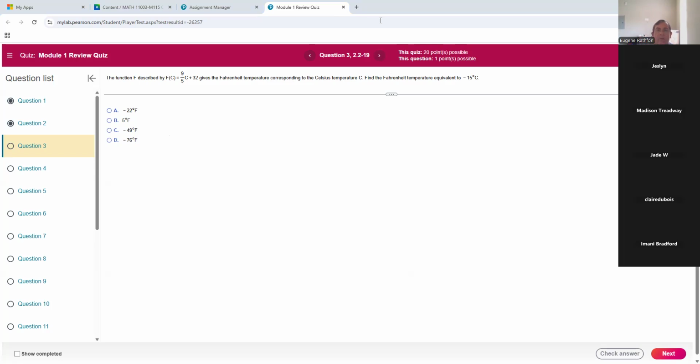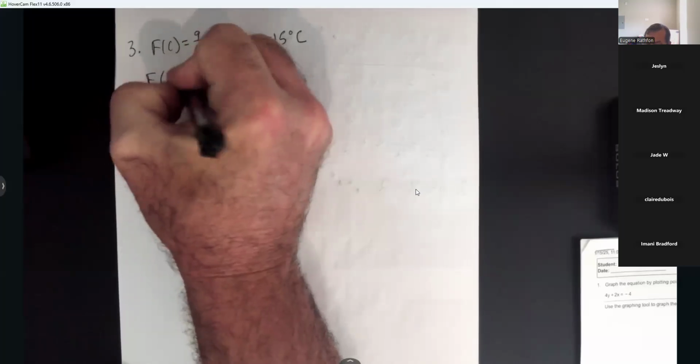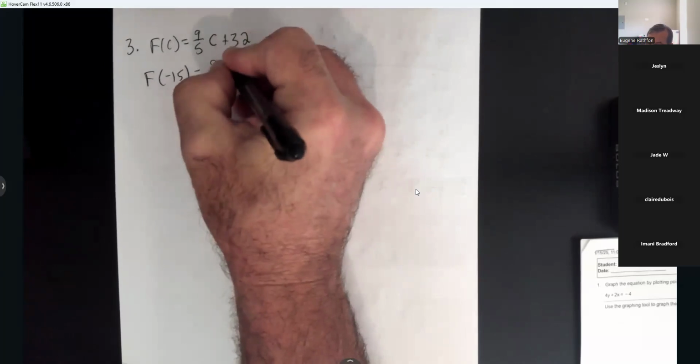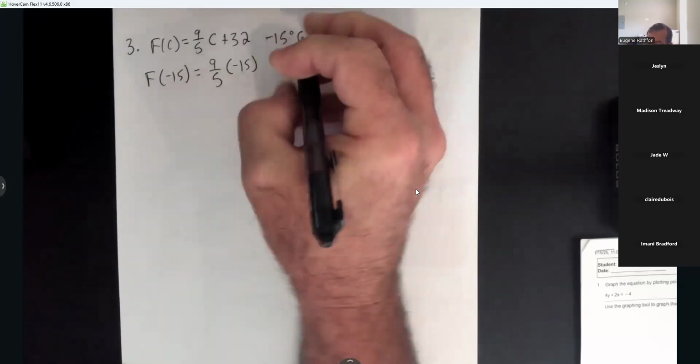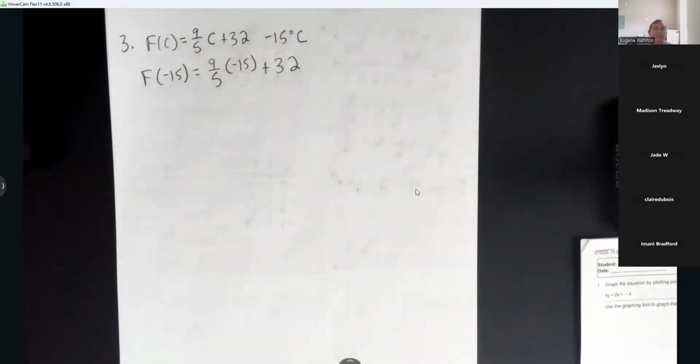All right, so let's go. All we're going to do is what? Put our -15 in for the C. So we're finding F of a -15. That's going to equal 9/5 times -15 plus 32.